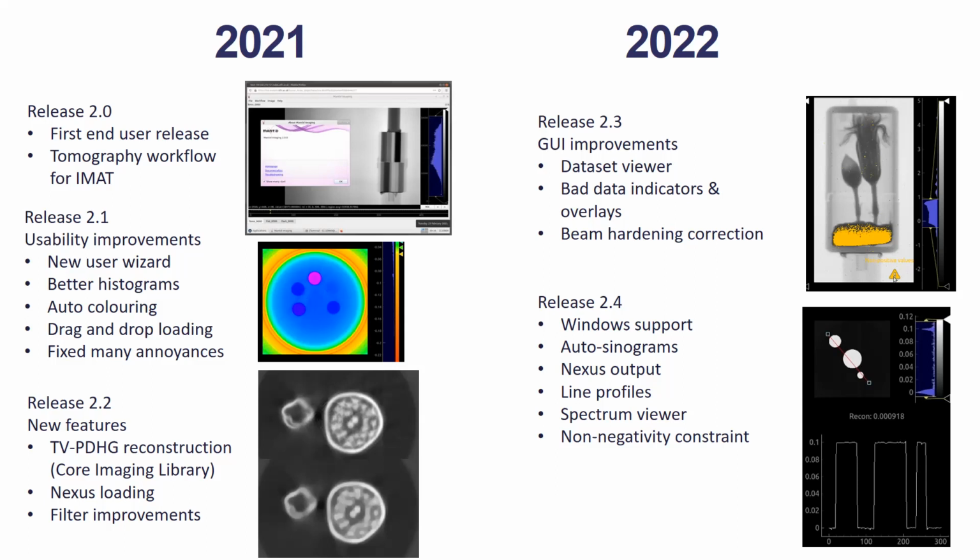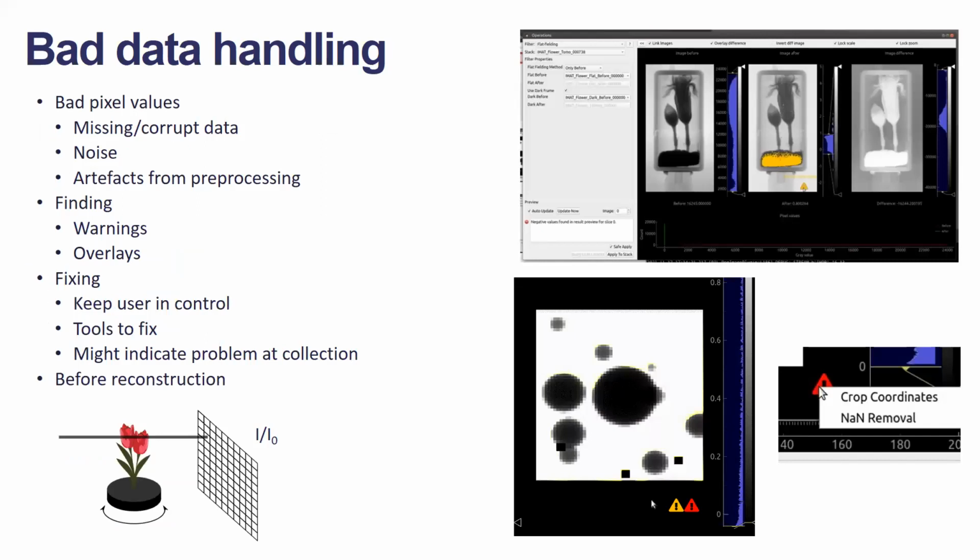We're also beginning to look at energy resolved imaging. So we have an initial spectrum viewer in the most recent release. So this is just one of the recent features, and I think it's a good example of why having graphical software can be good. Obviously, it's not what you want for everything, but allowing the users to really see what their data is, what they have, what problems there might be with it.